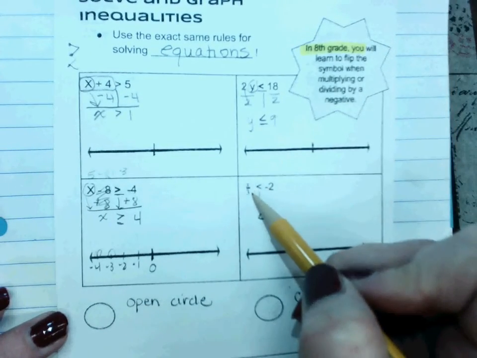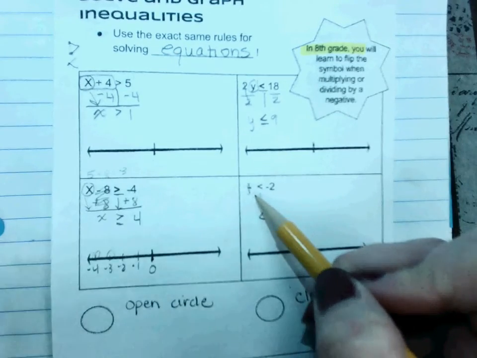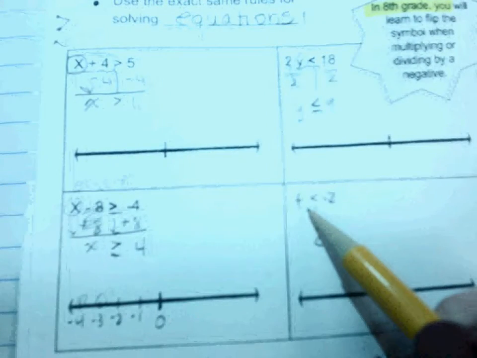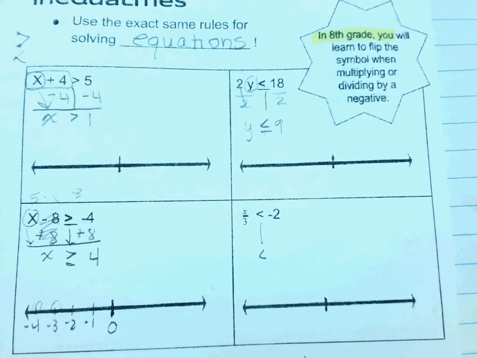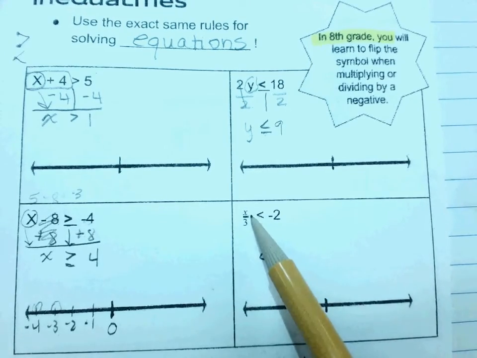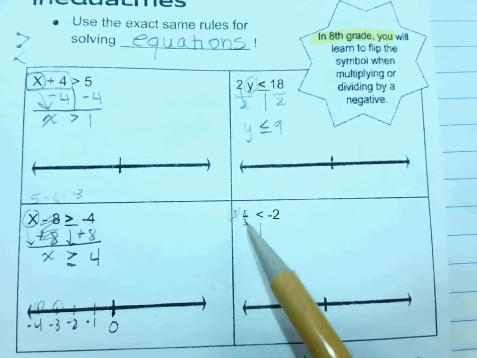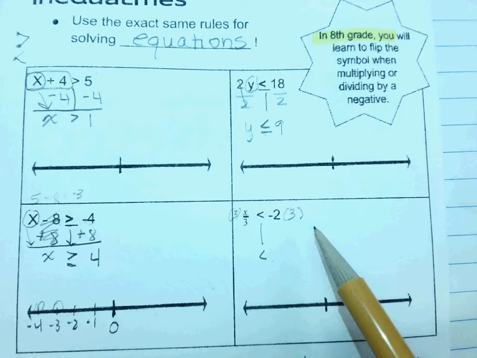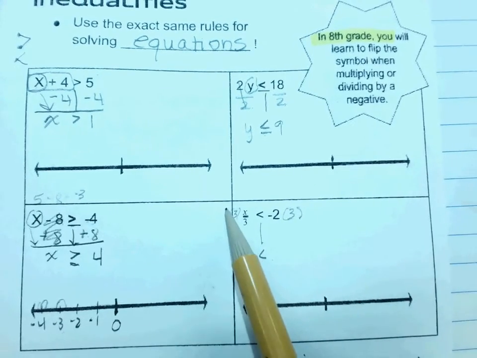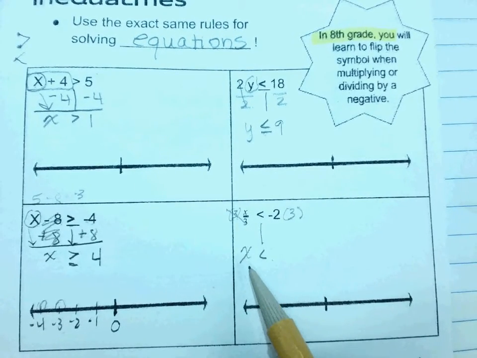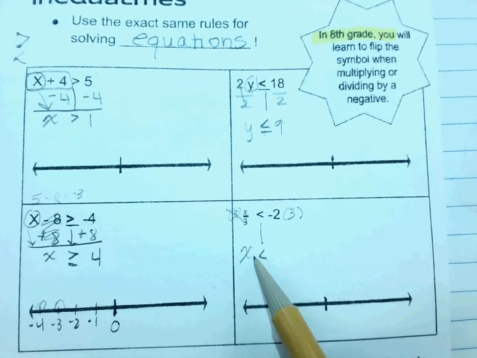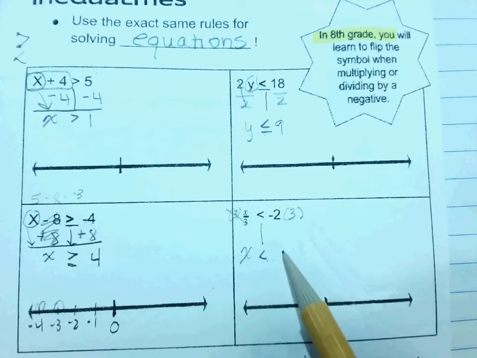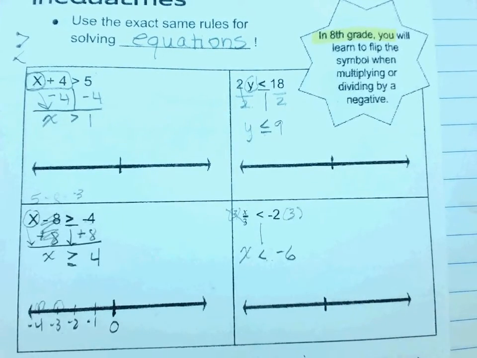All right, dropping my symbol. What number is with my variable? It's kind of hard to see because it's so tiny, but I hope you can see it on your paper. It's a 3. And 3 is doing what? It's dividing. So we're going to multiply by 3 on both sides, and I'm going to get x is less than, that's right, because it's the small part touching my x, and negative 2 times 3 is negative 6.